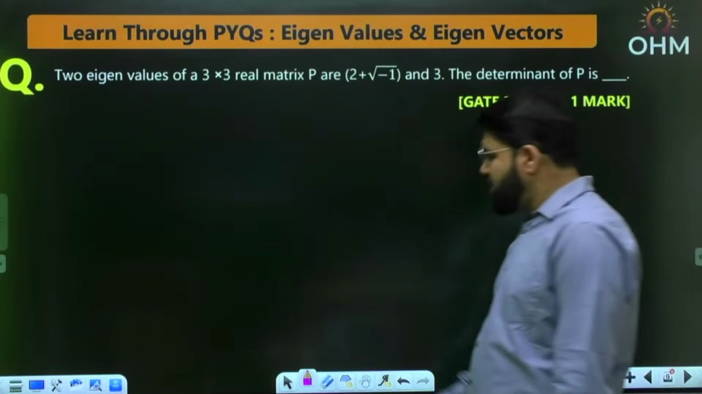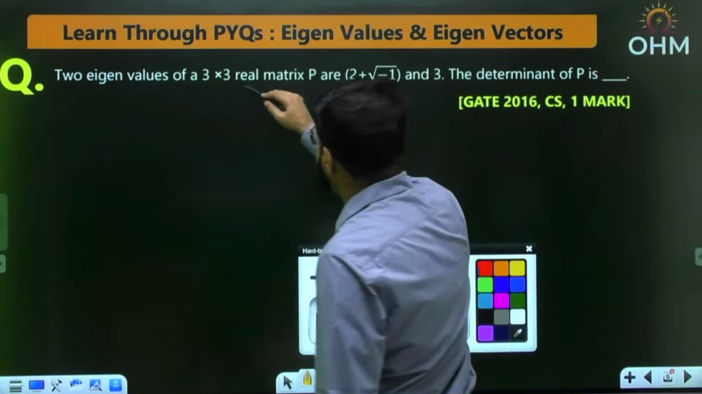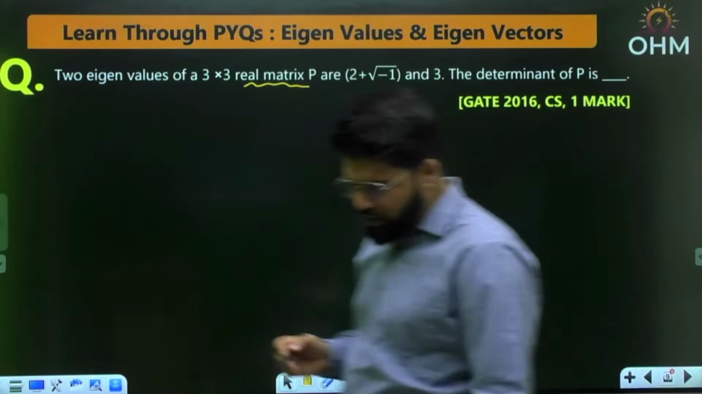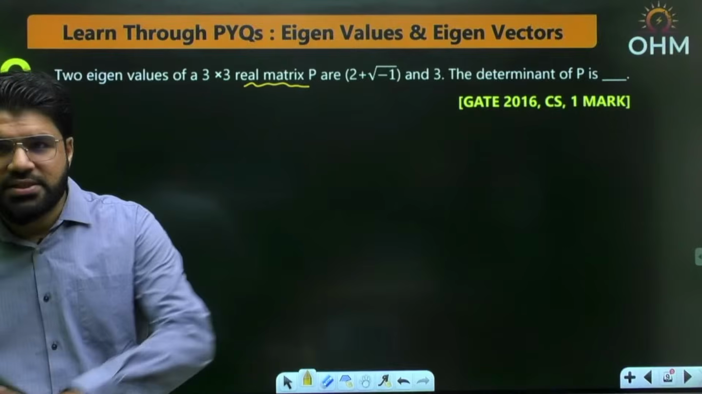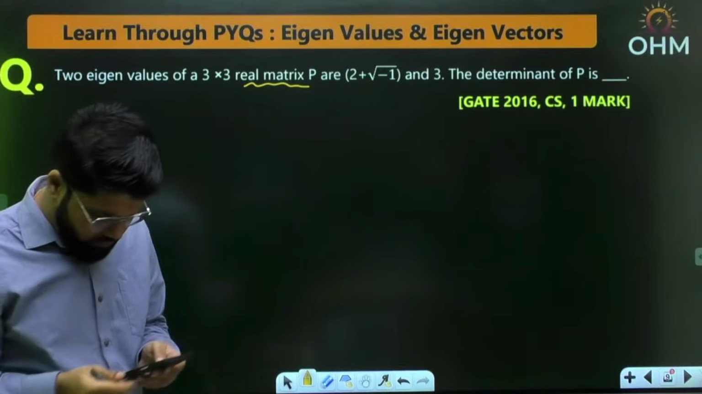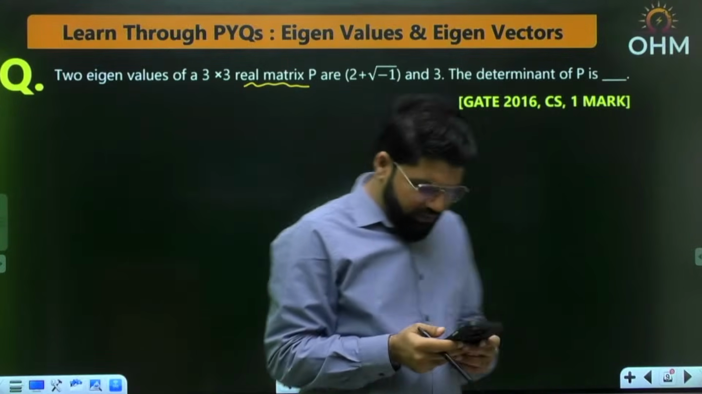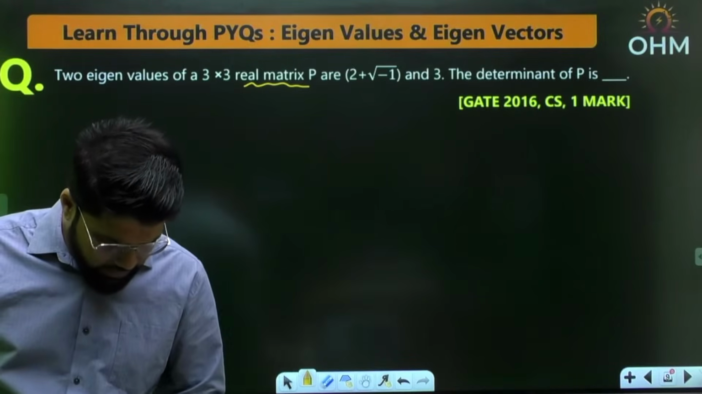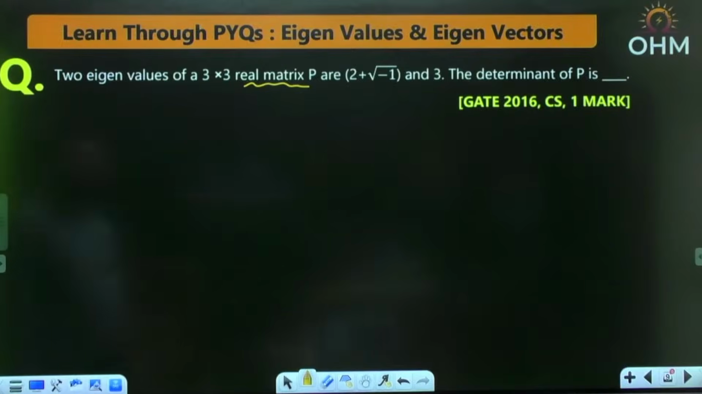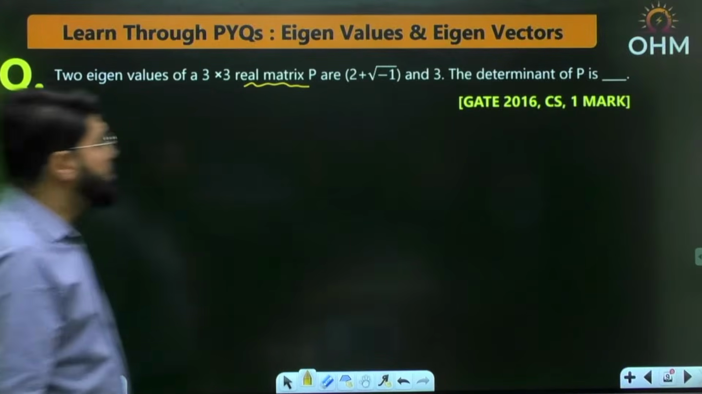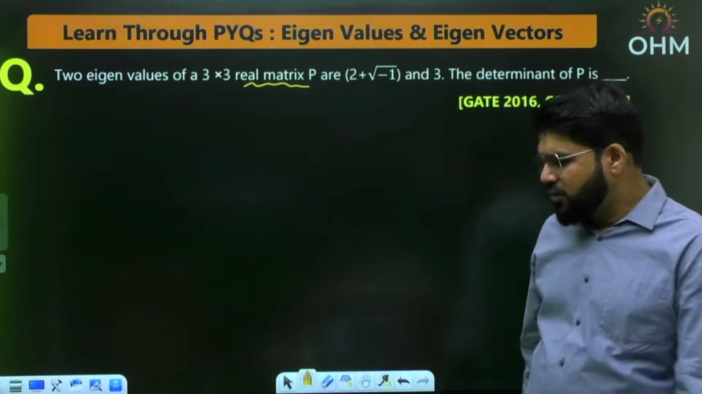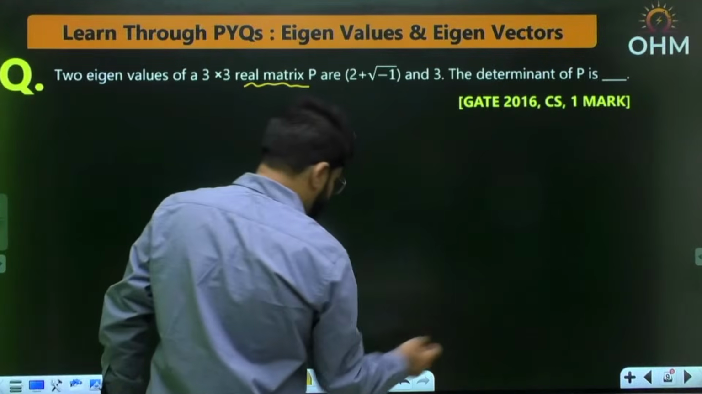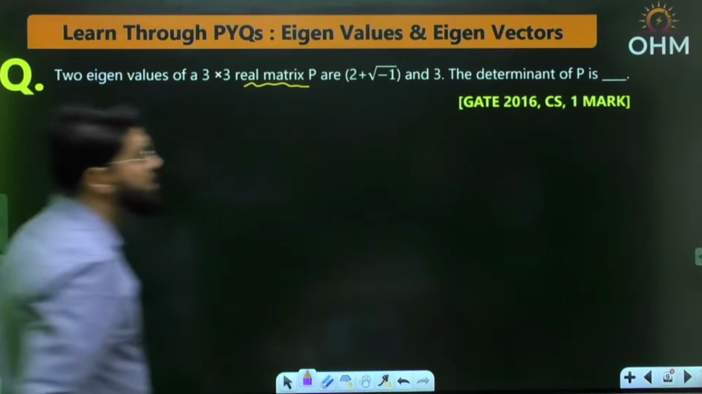Now see, two eigenvalues of a 3 cross 3 real matrix are given to you. What is the determinant of the matrix P? GATE 2016 CS, 1 mark question. We will come to that property also, Harshraj. The eigenvalues of a 3 cross 3 real matrix are 2 plus square root of minus 1, and 3. What is the determinant of P?